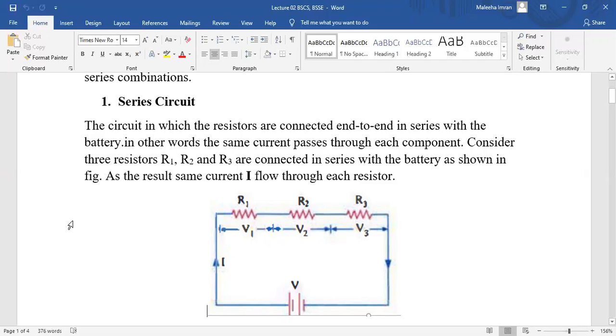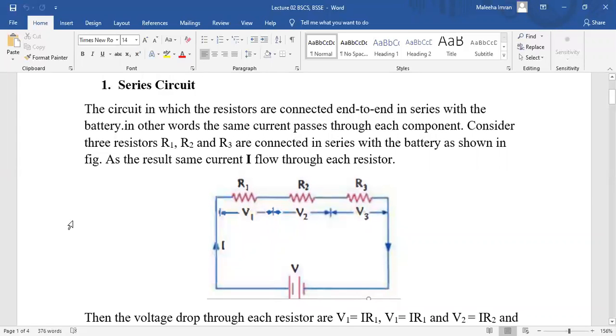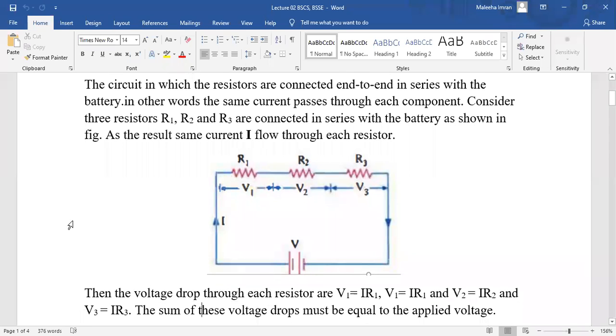Because it will move from positive to negative. And why do we consider the conventional direction? As you know, the current charge flows from the higher potential to the lower potential. The positive terminal of the battery is at the higher potential, so we say it will flow from the positive to the negative. Now we see in this figure how we can determine the voltage across each resistor.